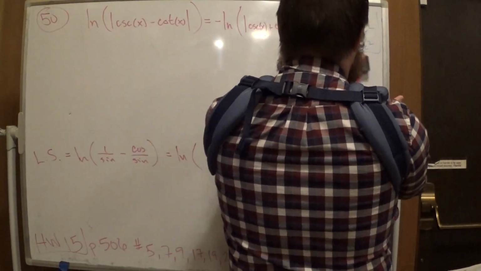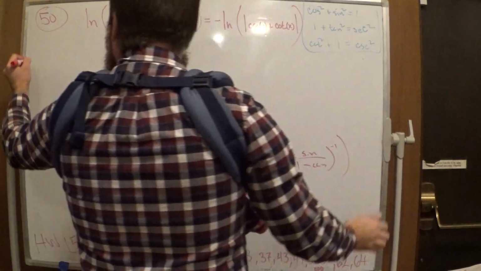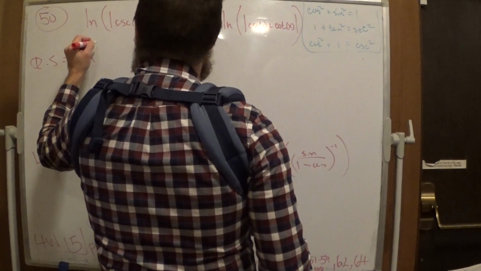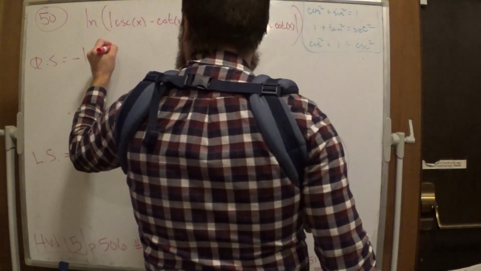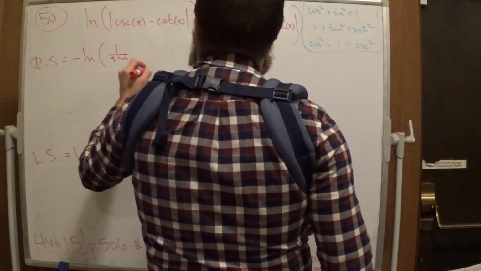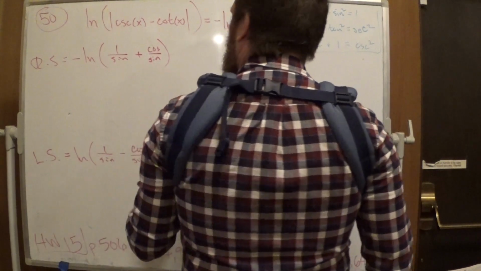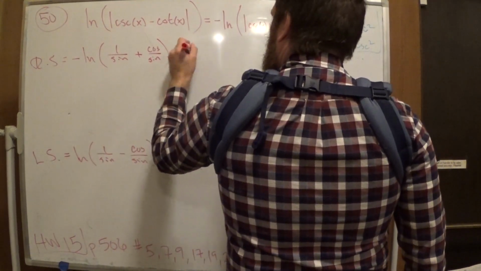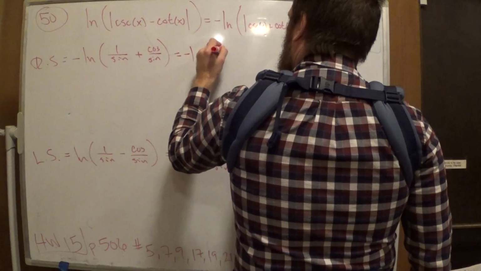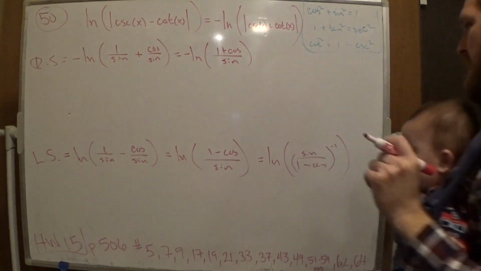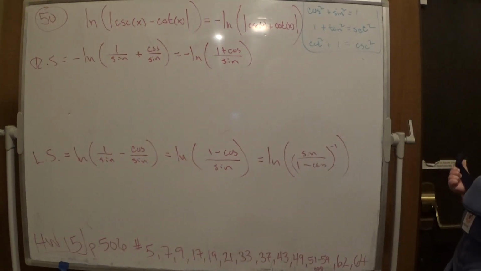So right-hand side is going to be negative log. Forgetting about absolute value for now, this is 1 over sine plus cosine over sine, which is the same thing as negative natural log of 1 plus cosine over sine. And then, are we any closer? We bring it up and flip it.